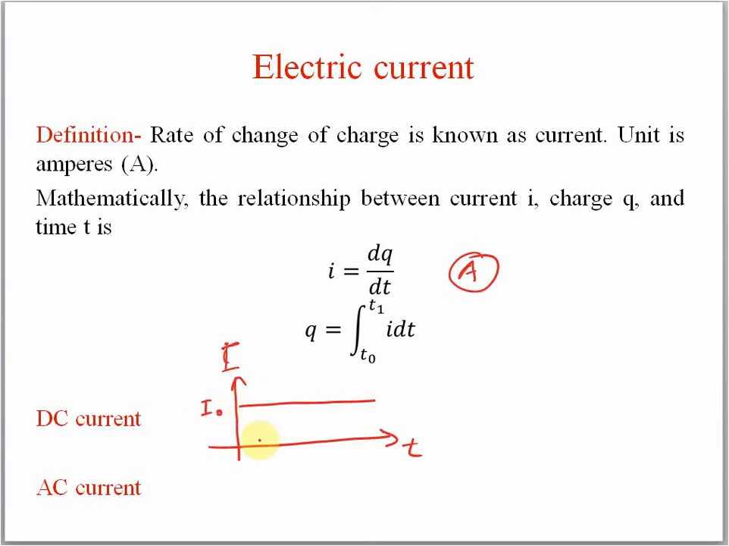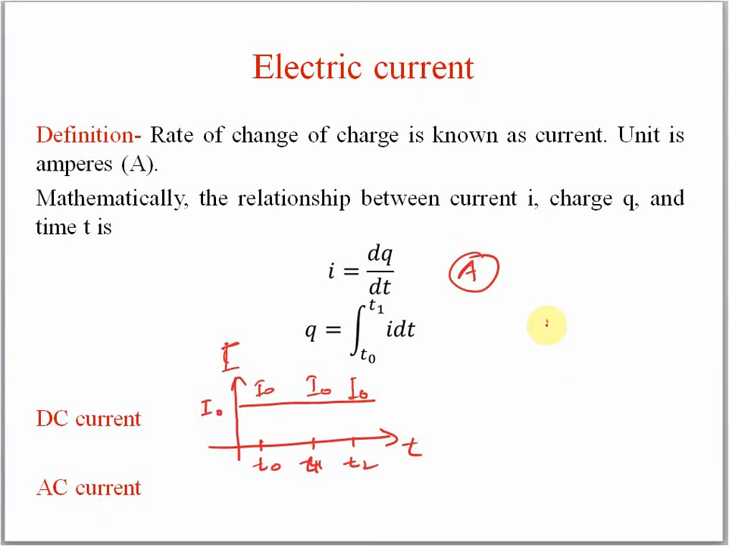If we talk about this point, suppose t naught, and this time is t1, and this time is t2. Then at time t naught, the current will be I naught. Same at time t1, the current will be I naught. And same at time t2, the current is also I naught. So here we can see that DC current does not change the magnitude or polarity of the current with respect to time.